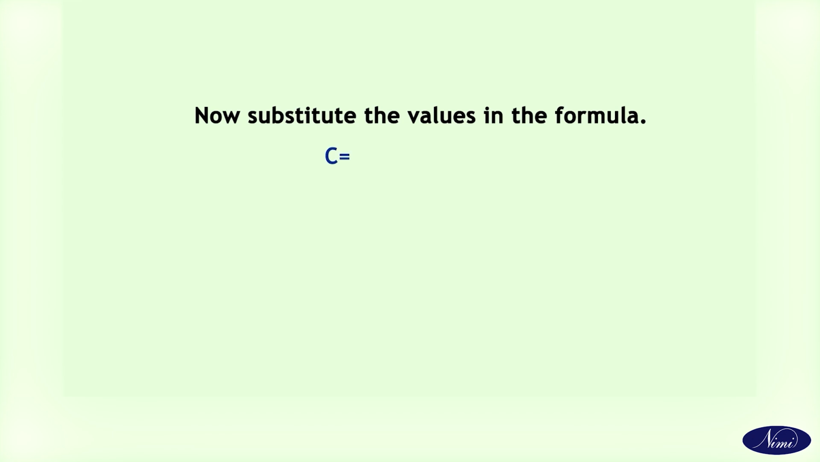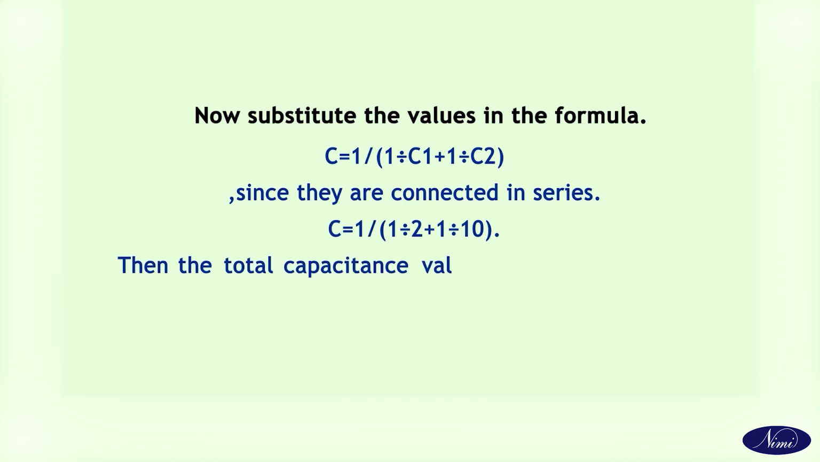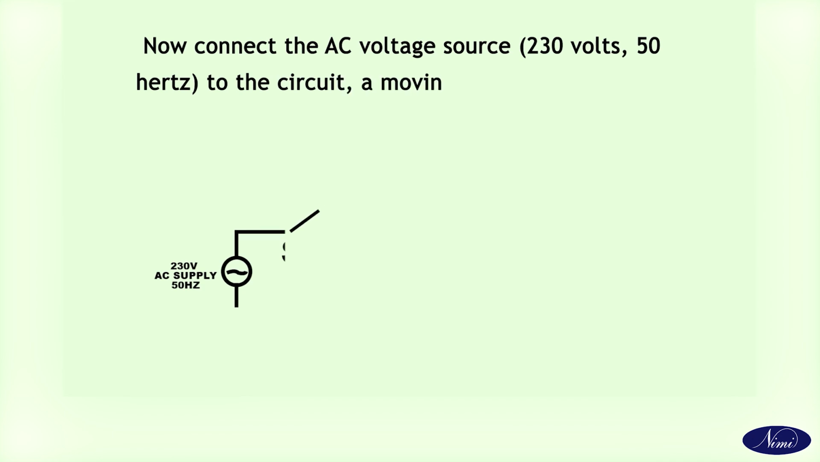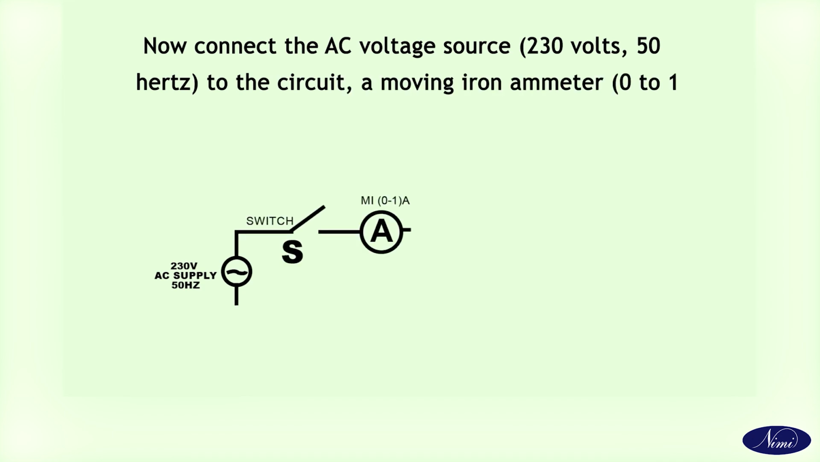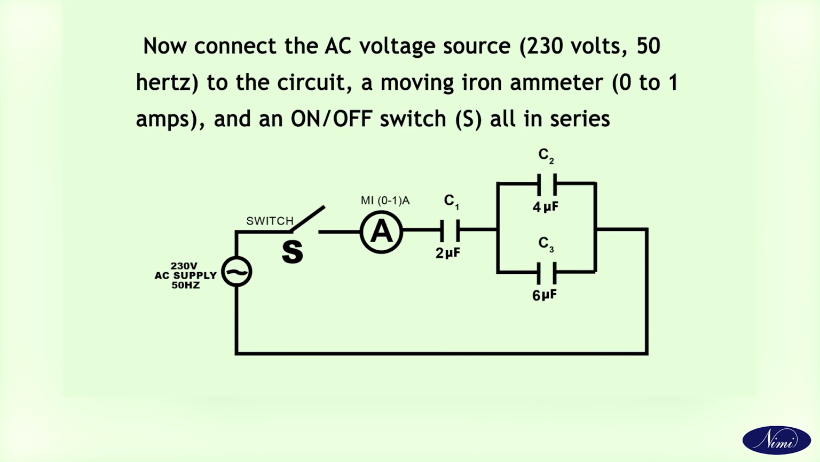C is equal to 1 by 1 divided by C1 plus 1 divided by C2 since they are connected in series. C is equal to 1 by 1 divided by 2 plus 1 divided by 10. Then the total capacitance value is 1.66 microfarad. Now connect the AC voltage source 230 volts 50 Hz to the circuit, a moving iron ammeter 0 to 1 amps and an on-off switch S, all in series with the circuit.